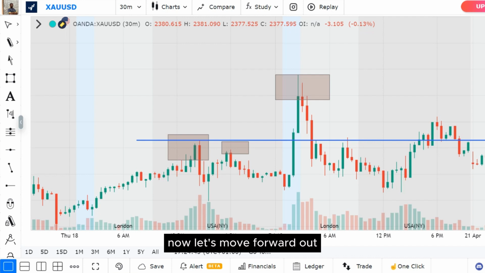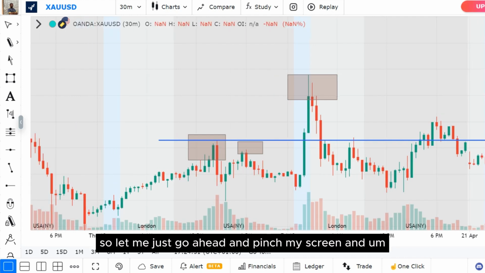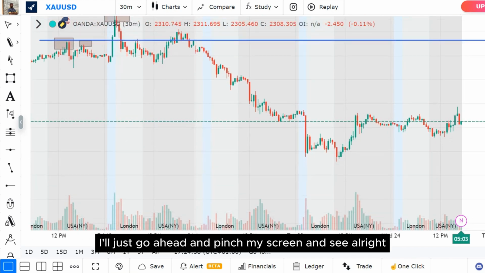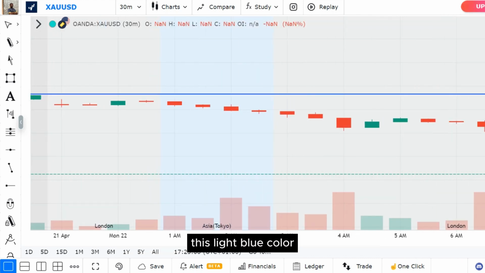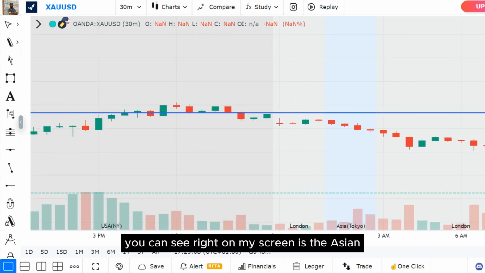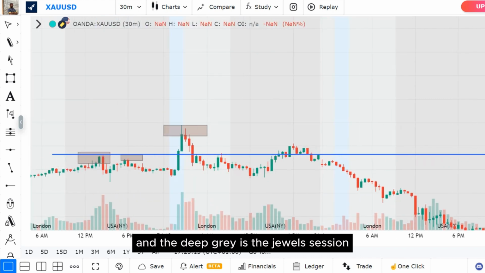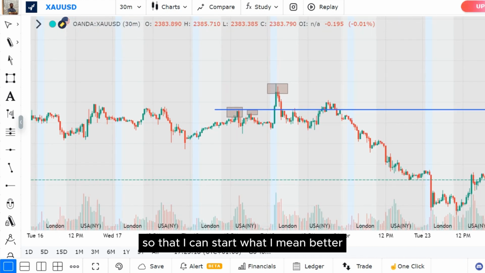Now, let's move further. Now, this strategy works basically on the UK session. And the UK session is also known as the London session, okay? So let me just go ahead and pinch my screen. All right, so on my screen, I've already segmented each session, okay? So the light blue color you can see right on my screen is the Asian, and the light gray is the UK session, and the deep gray is the US session. Now, let me go directly and do some replay so that you can understand what I mean better.